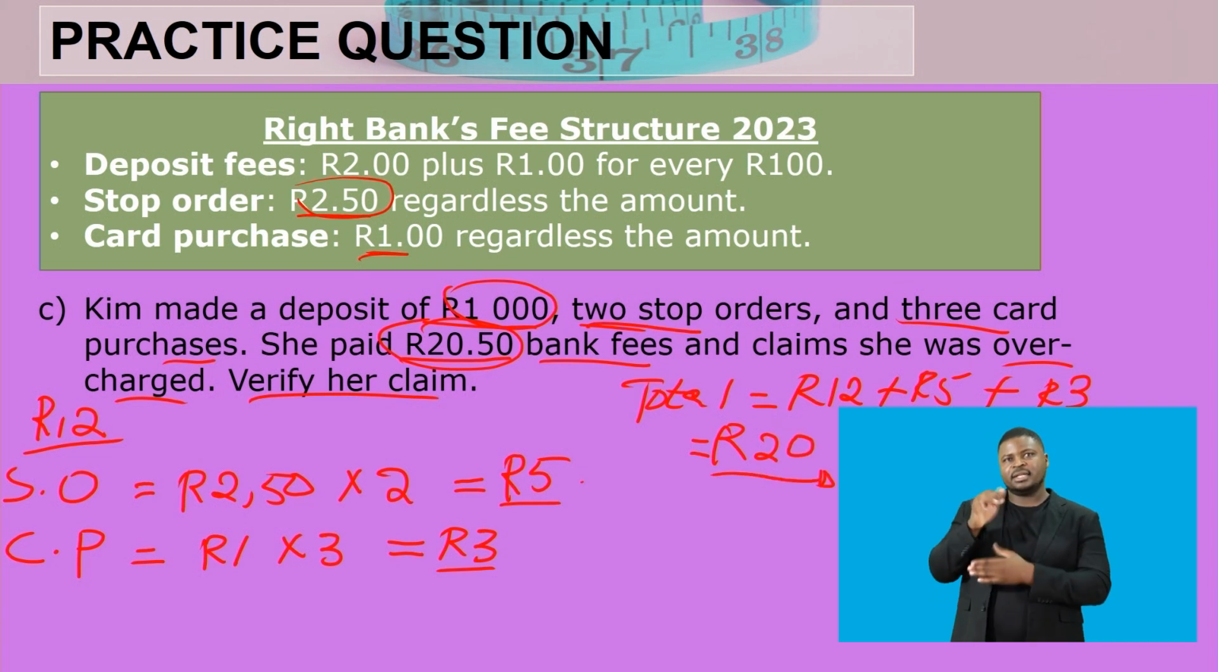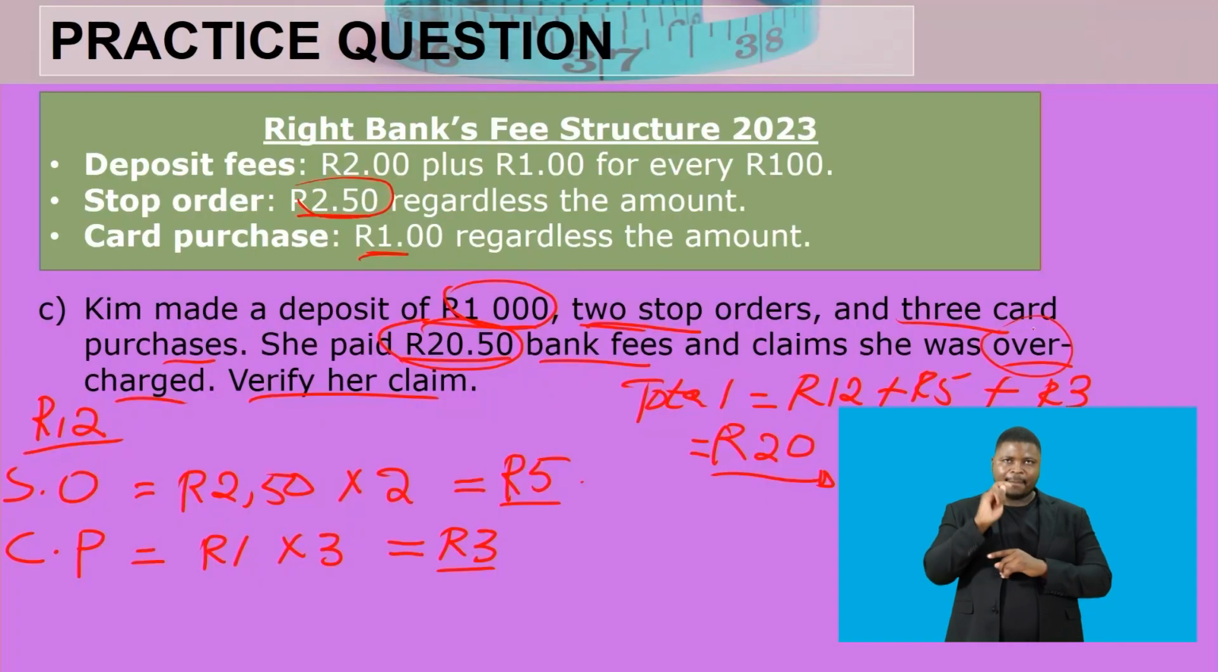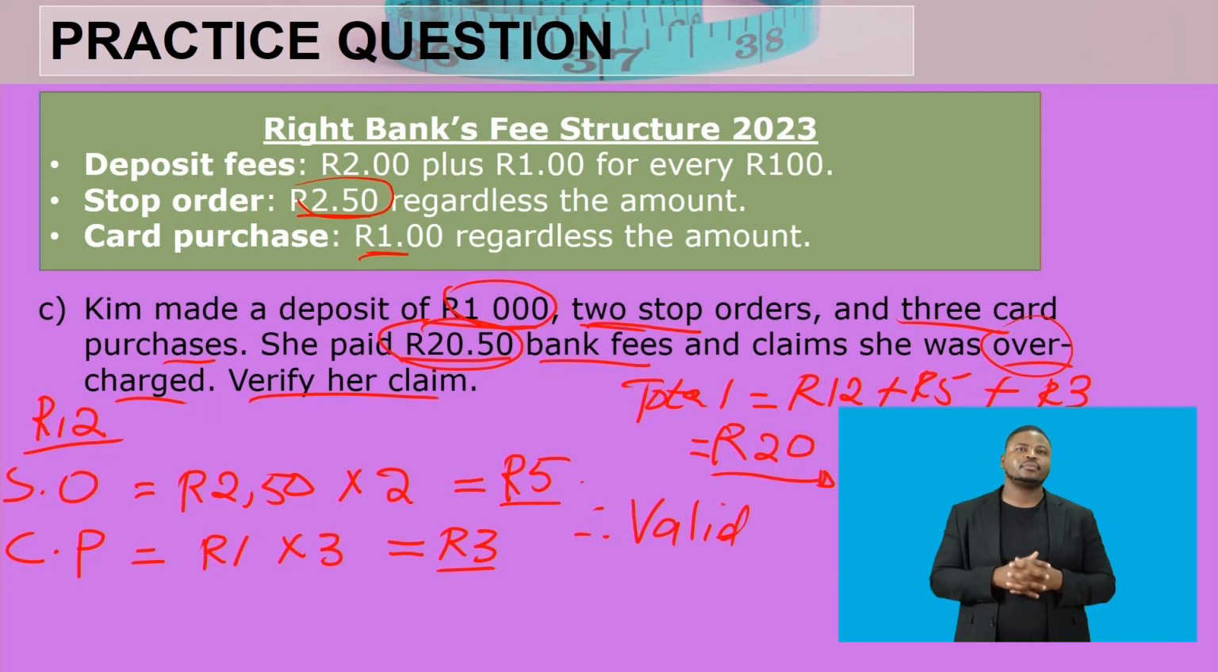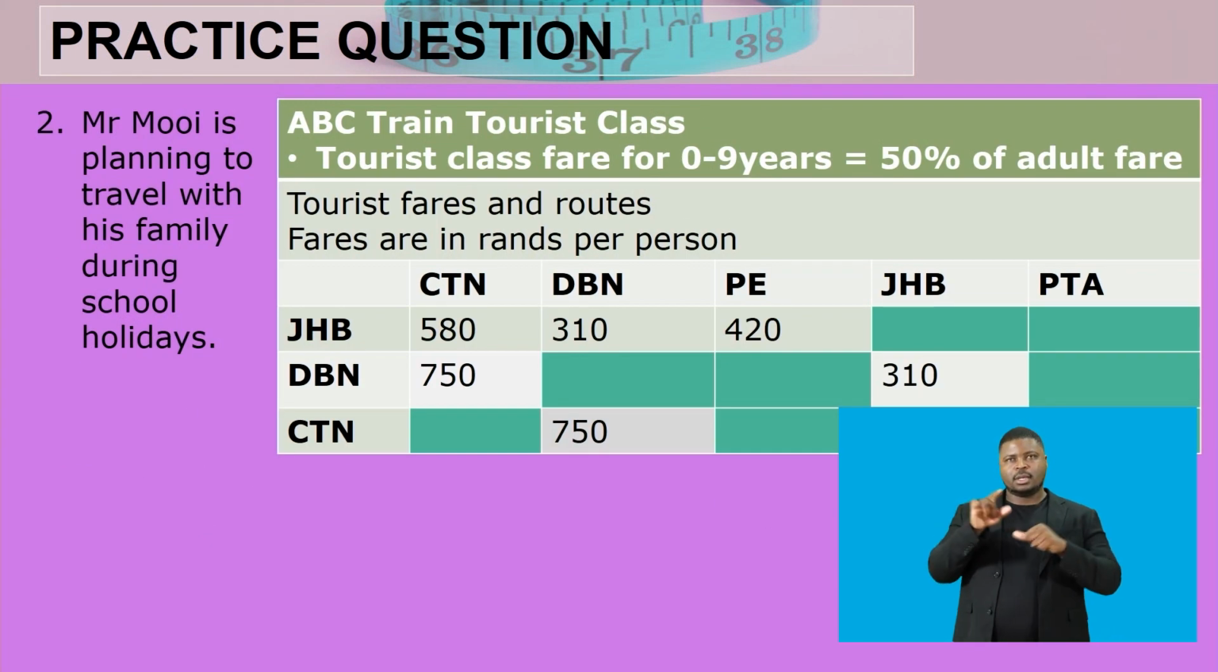But if we look at the statement, she said she paid 20 rand 50 cents. So she was overcharged by an extra 50 cents. Therefore, the claim is what? Her claim is valid because she was claiming that she was overcharged. Therefore, her claim is valid. She was indeed overcharged. Move on to the next question.